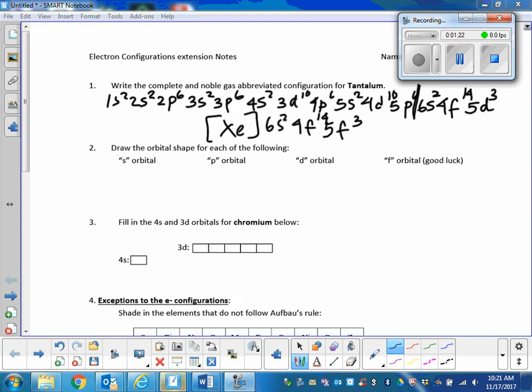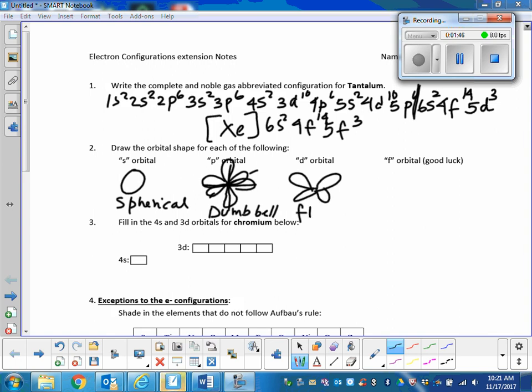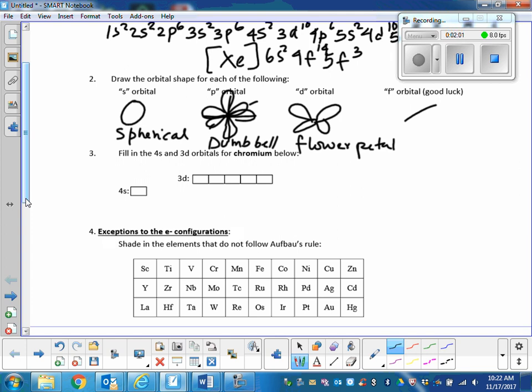Everybody okay? All right. So the s orbital is a sphere. It's spherical. I can only draw a circle. The p orbital is a dumbbell. The d orbital is a flower petal. And you're not going to do f. Okay? So this is the orbital diagram. The orbital diagram is boxes and arrows.